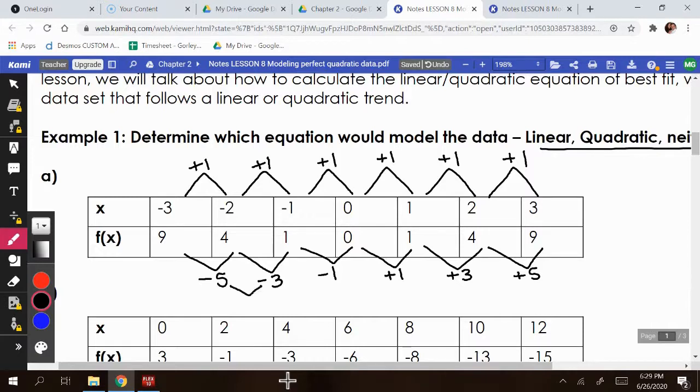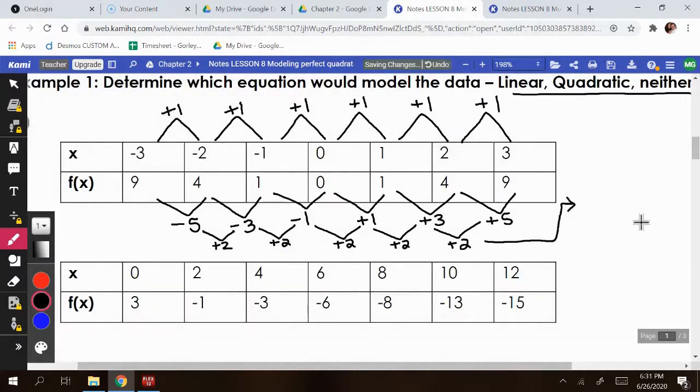How would I get from -5 to -3? I'd have to add 2. If you're not sure, do -3 minus -5, and you would get +2. How would I get from -3 to -1? I'd add 2. Here I'd have to add 2. Here I'd have to add 2. And to get from 3 to 5, I'd have to add 2. That means that we have constant second differences, which is a characteristic of a quadratic model.